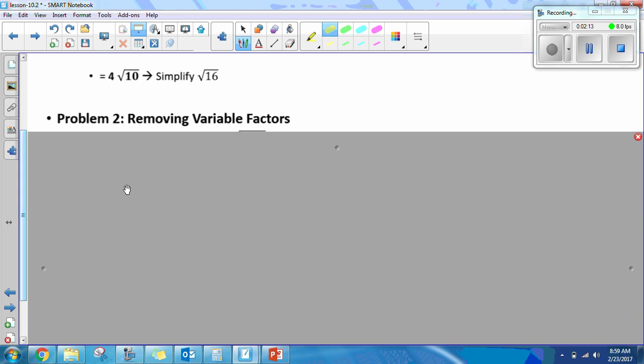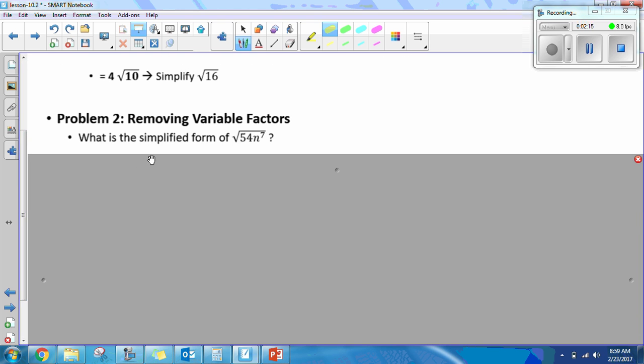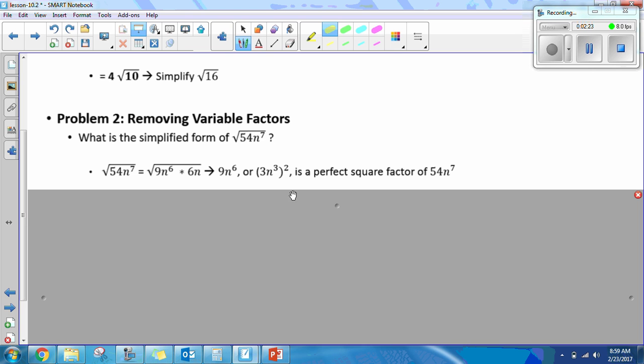Removing variable factors. What is the simplified form of radical 54n to the 7th power? Well, we know that 9 times 6 will give us 54. To split up n to the 7th power, we're going to use n to the 6th and n, because we know that n cubed, when we square it, will give us n to the 6th power. So 9n to the 6th power is equivalent to 3n cubed squared.